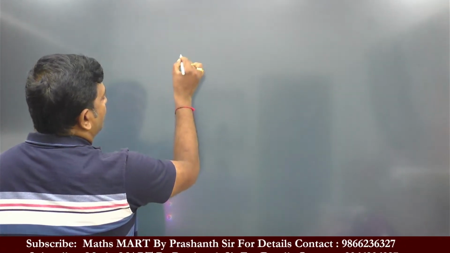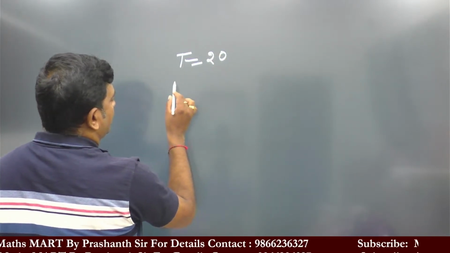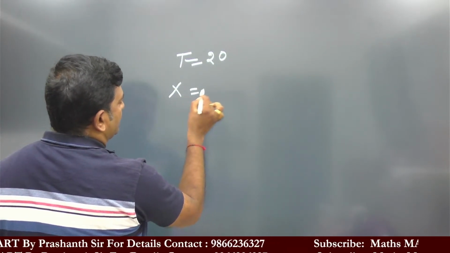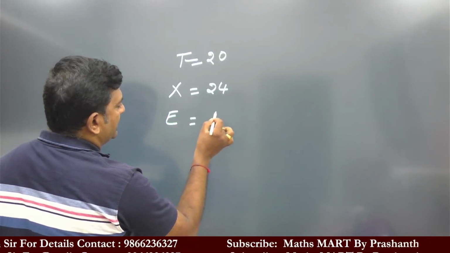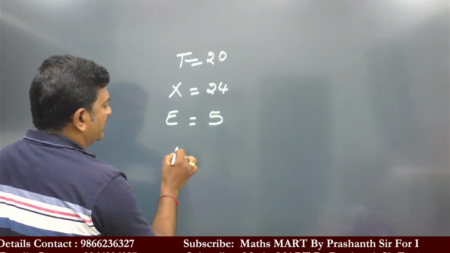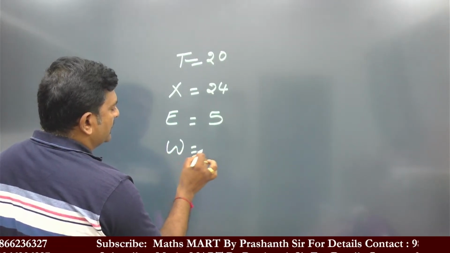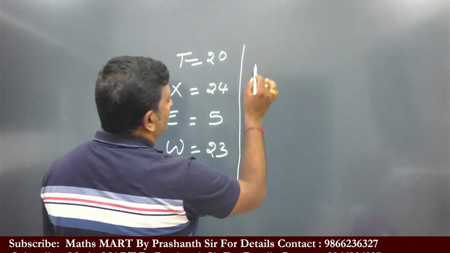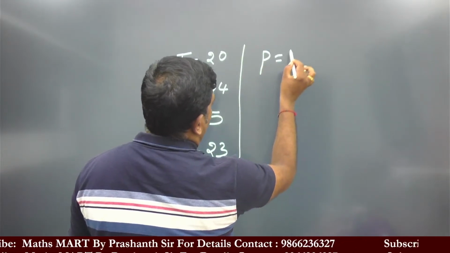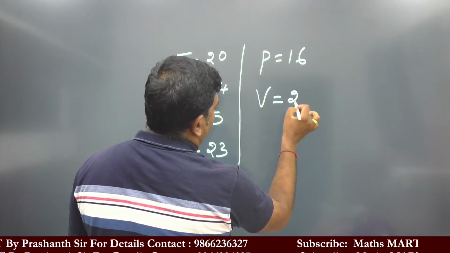Just observe here. For example, I am taking T. T means 20. For example, I am taking X. Tell me, X means how much here? 24. For example, I am taking E. E means randomly 5. T, you already replied. Then focus on W. W means 23. Randomly I am writing, that's all. For example, focus on P. P means 16. Then V. V means 22.